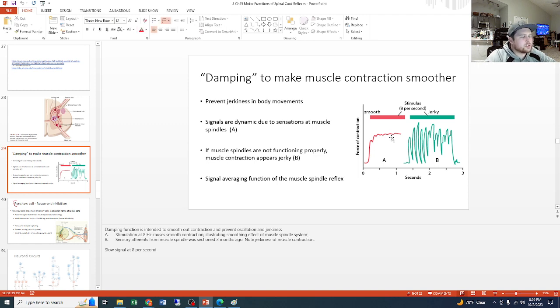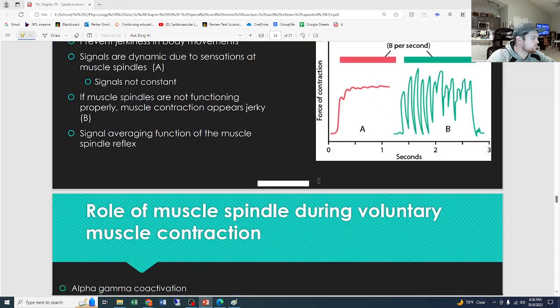Okay, so this chart is literally just showing with the spindle versus not having the spindle, where the spindle smooths out the contractions and makes the proper adjustments, not necessarily slowly, but more fluidly, versus not having the muscle spindles, where it's very, very jerky, and so it's very hard to contain and control the movements. It's hard to get that fine motor control.